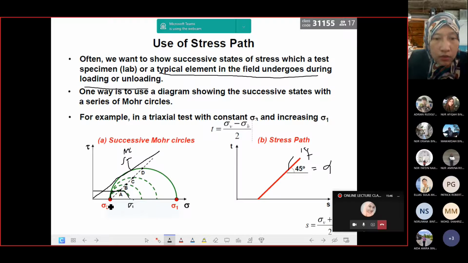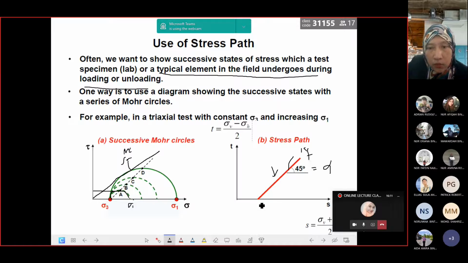And then you connect all these points from the sigma 3, A, B, C and D. So that's you can get one stress path. The stress path here can be presented as a single line as what you have in the B. Maknanya dalam graf kedua on the right side, this is how it shows to you macam mana satu successive Mohr circle dipindahkan dalam bentuk stress path dengan certain angle.